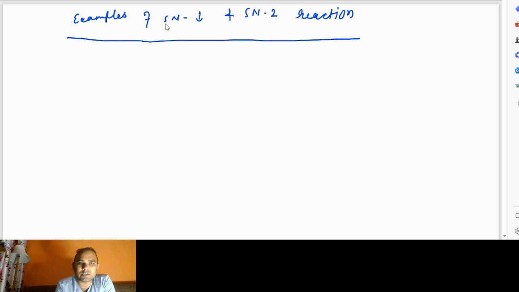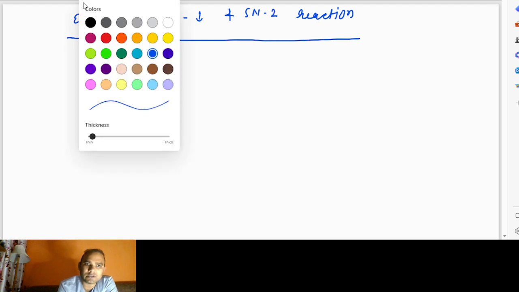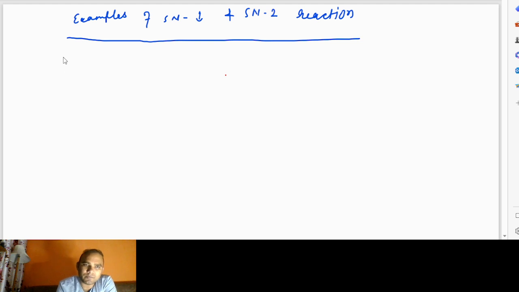Now let's try to understand the example. Suppose you have R and here I am taking X. You treat with NaOH, and you need to take aqueous, not alcoholic. It is going to give ROH plus NaX. Now if this R is 1 degree, then it is an SN2 reaction. If R is 3 degree, then it is going to be SN1.